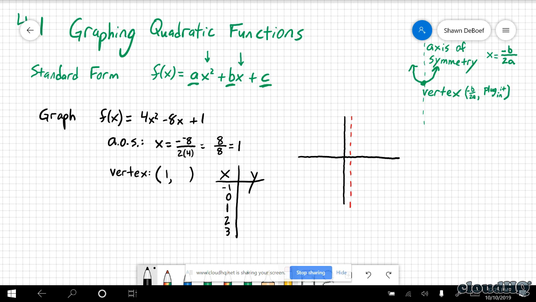So you plug 1 in place of the x. Off to the side here: 4 times 1 squared minus 8 times 1 plus 1. Well, 1 squared. Please do order of operations first. Square before you multiply. 1 squared is 1, times 4 is 4. 4 minus 8 plus 1. Well, 4 minus 8 is negative 4, plus 1 is negative 3. So (1, negative 3) is the vertex.